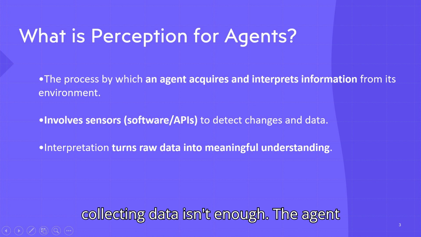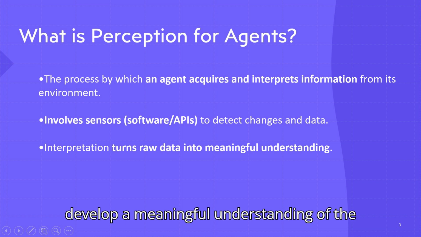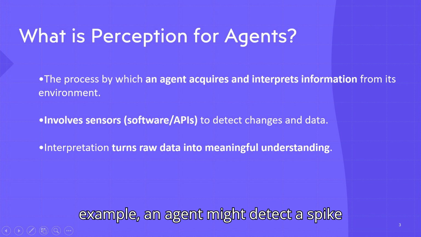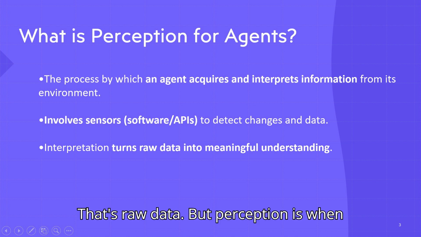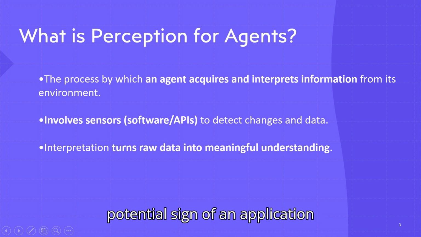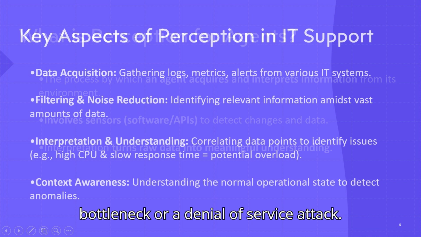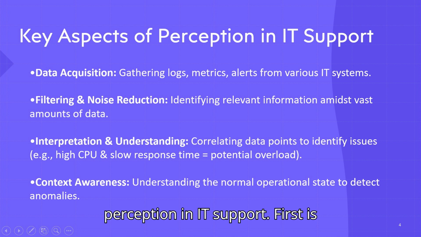However, simply collecting data isn't enough. The agent needs to interpret this raw data to develop a meaningful understanding of the current state of the IT environment. For example, an agent might detect a spike in CPU utilization on a server. That's raw data. But perception is when the agent interprets this spike as a potential sign of an application bottleneck or a denial-of-service attack. Let's break down some key aspects of perception in IT support.